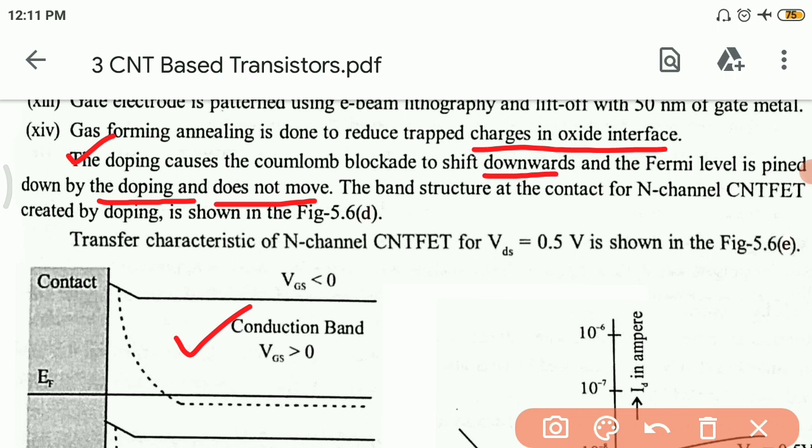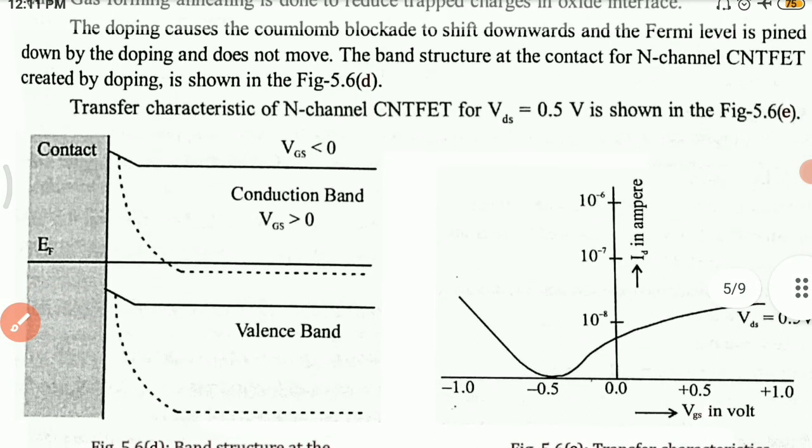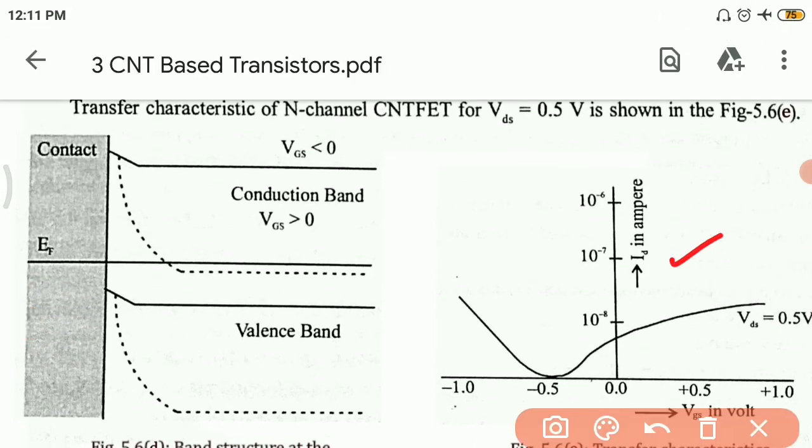Okay, now the transfer characteristic of this n-channel CNT FET having the drain to source voltage equal to 0.5 volt is shown in this figure, this one. Okay, so you can see the drain current in ampere is taken along the y-axis, and here the gate to source voltage is taken along the x-axis. So this is the curve. Okay, the curve is coming out to be like this.